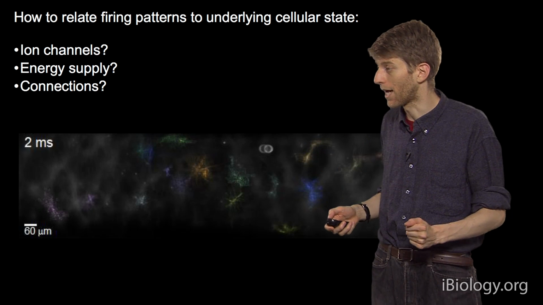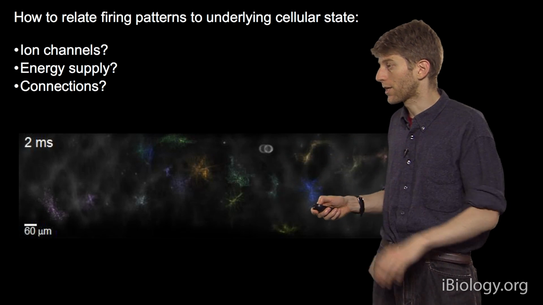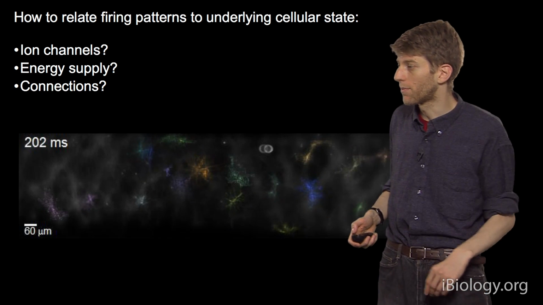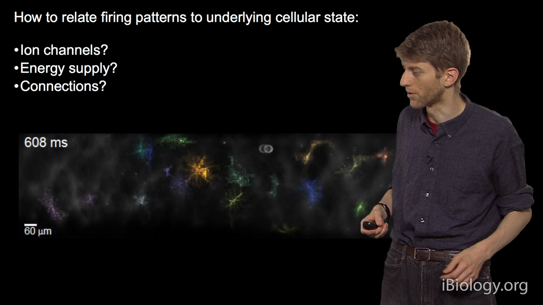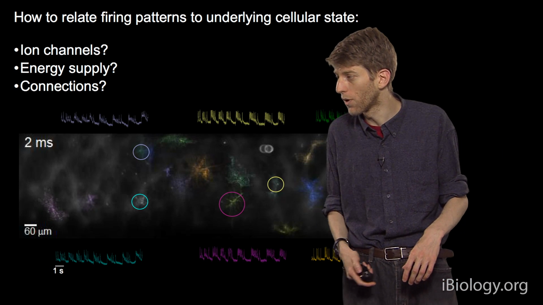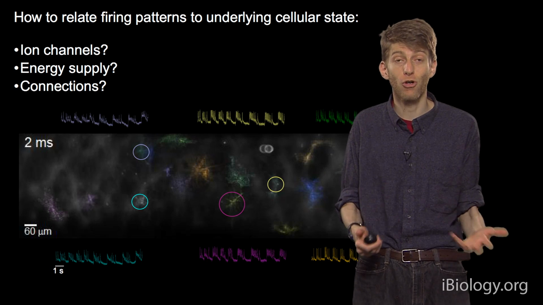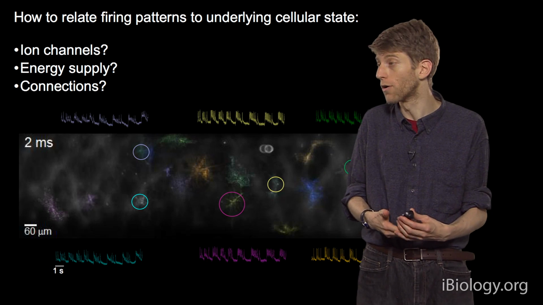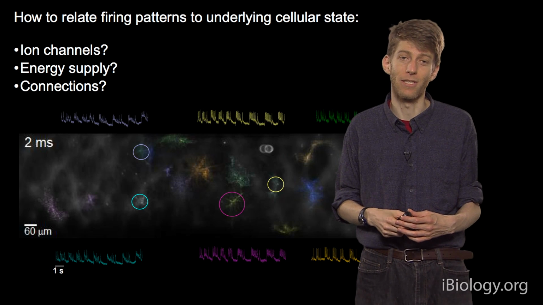To illustrate this, here's a movie of some neurons. This was a movie taken in my lab. These are neurons in a dish, not in an intact brain, where we'll look at their firing patterns. This is a movie at about 500 frames a second. The neurons have been artificially colored just so you can tell them apart. And we can zoom in on any one of these cells and look at its firing pattern. And we really don't know how to interpret these firing patterns in terms of the ion channels, the energetics, and the connectivity of these cells.